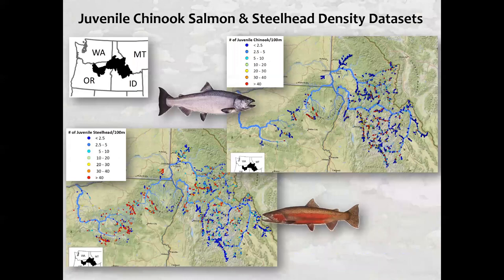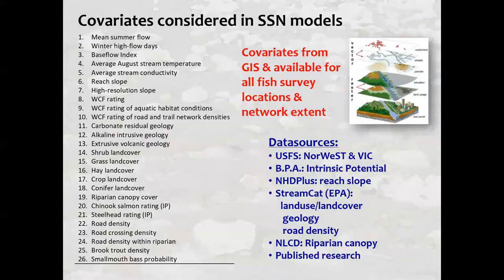And then these are what the data sets look like when visualized on those networks. Here we're just looking at what the counts or population estimates were from the different agencies translated to number of individuals per 100-meter length of stream. And then it's color coded based on low densities in blue colors up to higher densities in red colors. And so you can see what some of the spatial patterns look like there for Chinook and steelhead.